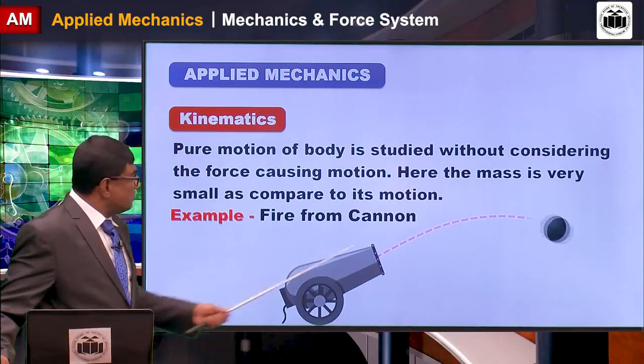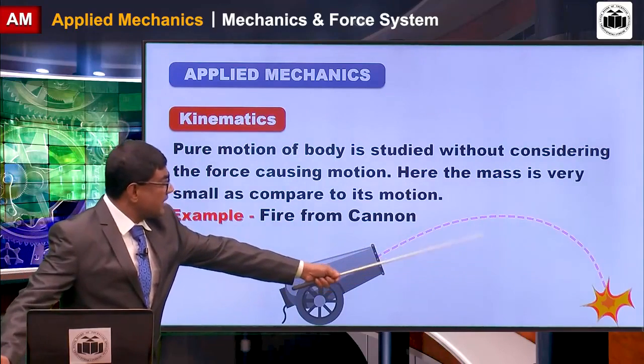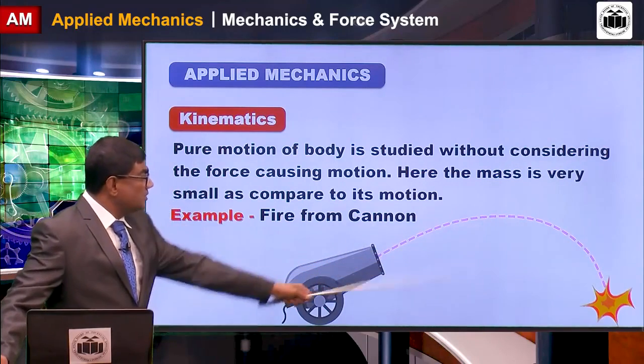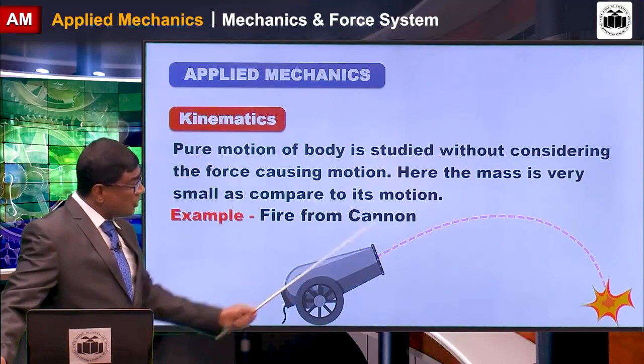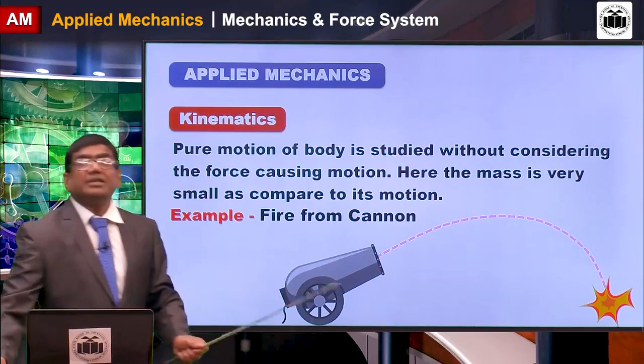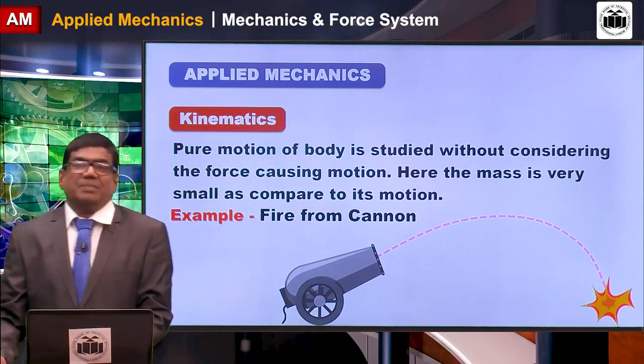A cannon fires like this and the trajectory gives the path of the firing, and on that there are different forces. According to that, the trajectory is nothing but the path of the fire.